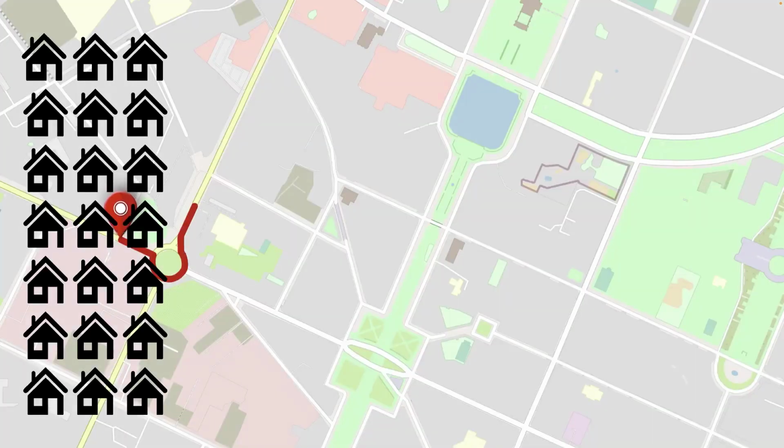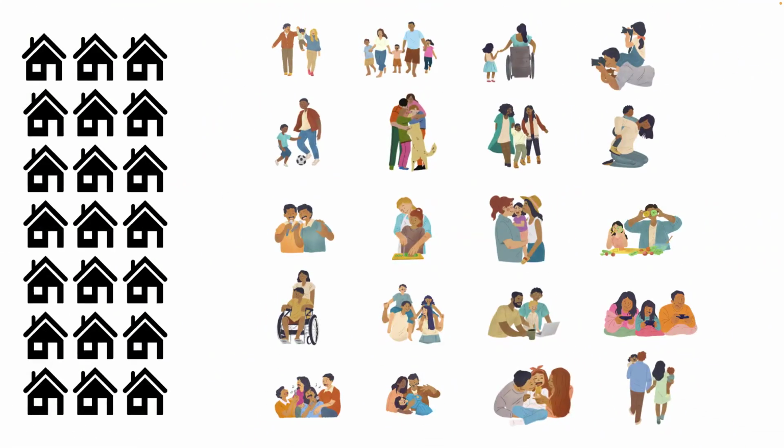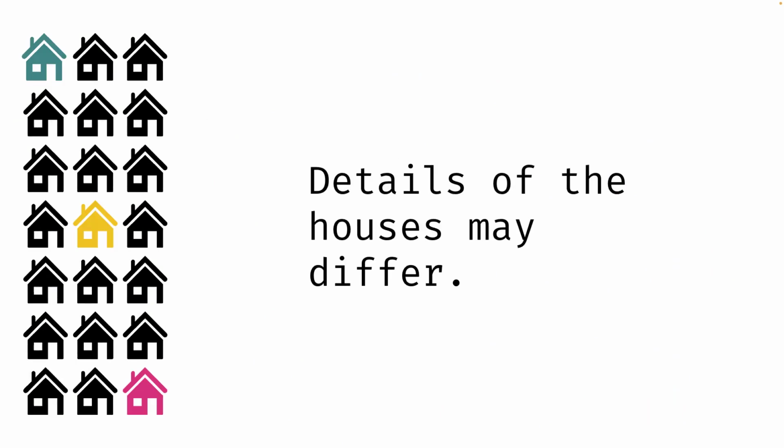For instance, they have different addresses. Every house has a different address. And also, different families are living in all these houses. And details may differ, such as the color of the door, whether or not they have an extension, the type of kitchen, etc. You probably get the point by now.